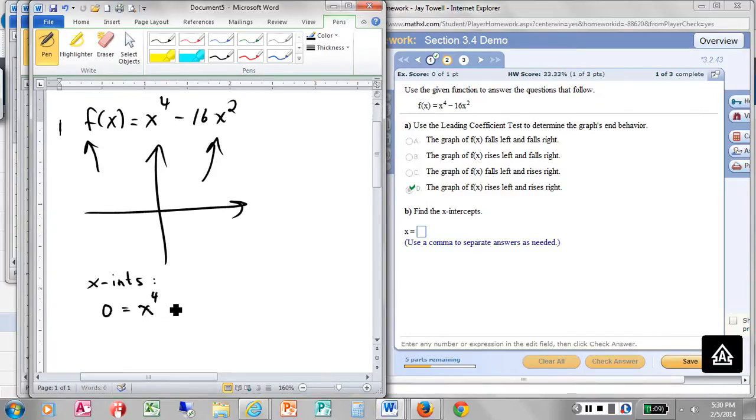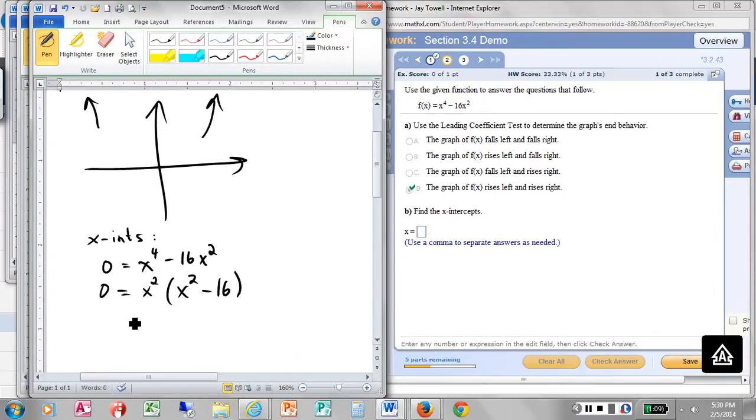So if we solve that little equation there, both terms have a common factor of x squared. Factor off the x squared. And then x squared minus 16 as well factors, or we could use the square root method either way. It's x minus 4 times x plus 4.